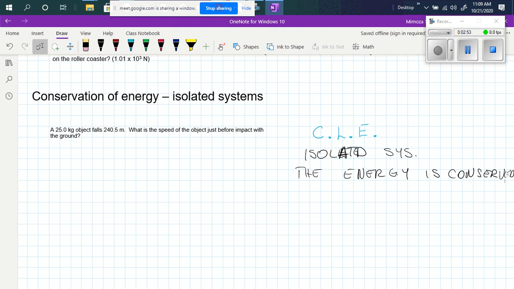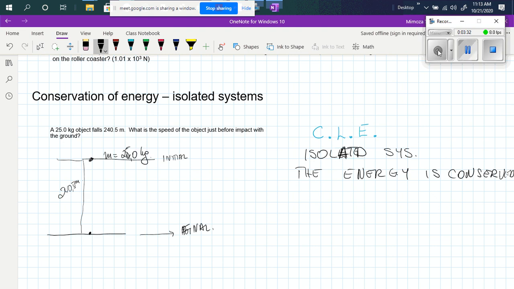Now, let's see this example here. A 25.0 kilogram object falls 240.5 meters. What is the speed of the object just before impact with the ground? Do you remember those kinds of questions that we were doing on kinematics? I hope so. Yes. Okay. So now we will solve it in two ways. You will solve it using kinematics and I will solve it using energy. Go ahead and solve using kinematics equations.